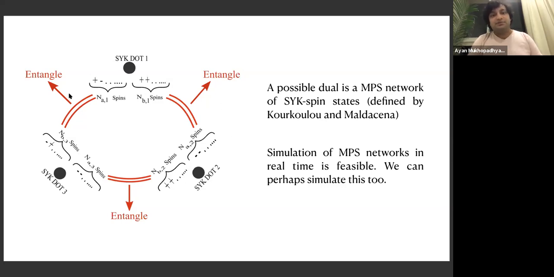So what you're producing here is some kind of matrix product state like network of SYK spin states. And actually this particular thing has exactly the same number of parameters as the wormhole network I showed earlier. And it is possible that we can also simulate such things in future work. So we are looking forward to that. Anyway, whether these two things are duals of each other or not, they're independently very interesting and should be understood.